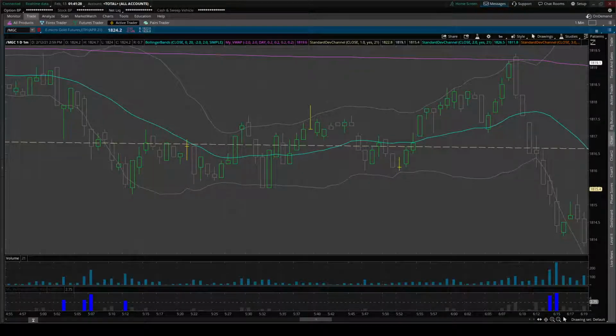Hello traders, this is a recap of my micro gold futures contract trade from February 12th. This is a 1-minute chart. The time down here is Mountain Standard Time. Add 2 hours and you'll get Eastern Time. This light gray session is the pre-market.